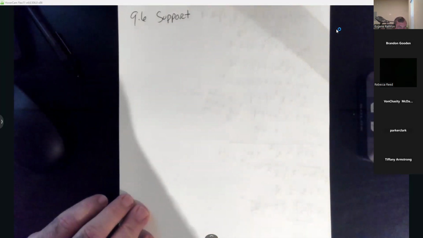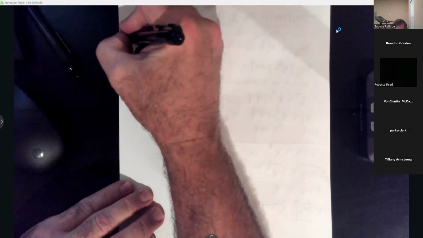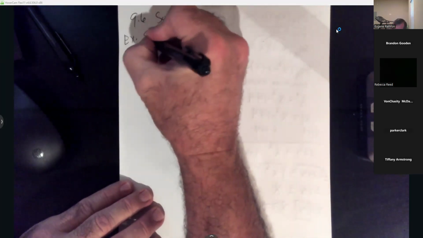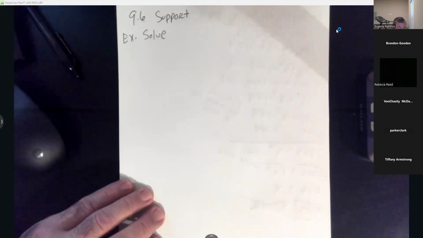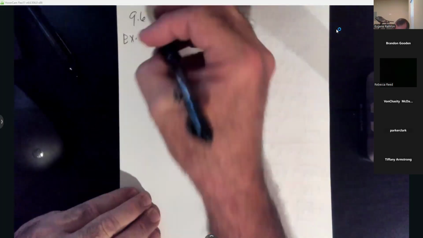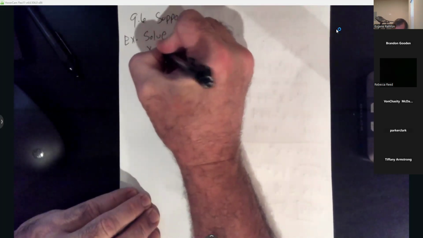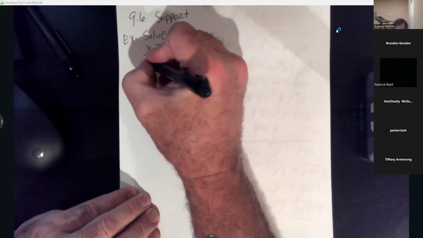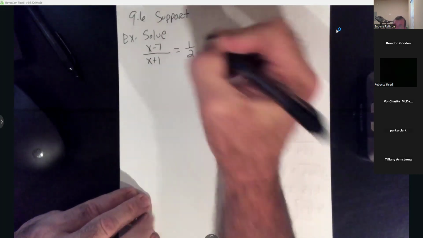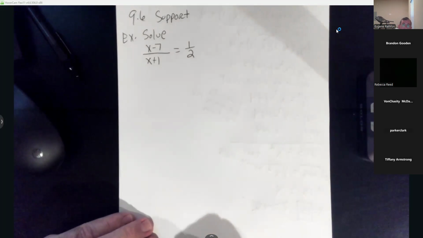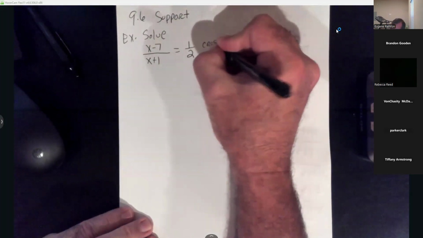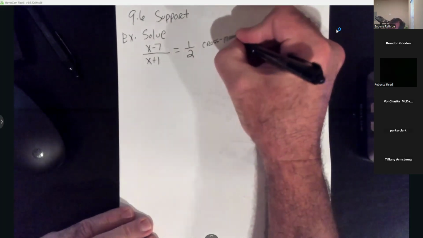It has 5 problems. The first 3 problems are going to be like this one. And it says solve. So the first 3 are going to do the cross multiplying stuff. So this one has x minus 7 over x plus 1 equals 1/2. So to solve this one, you're going to cross multiply, sort of like I was doing on those problems.